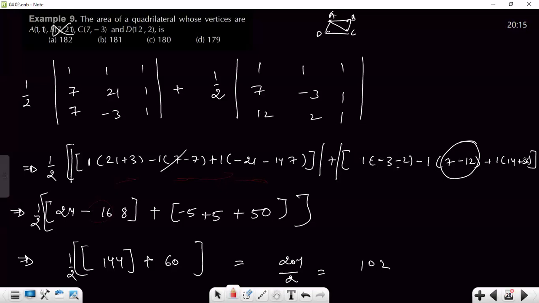So 1 into minus of 3 minus 2, that is minus 5. Correct. 7 minus 12 is actually minus 5. Minus 5 minus 1 makes it plus 5. Plus 14 plus 36 is 50 only. That's 50. I have written here 60. 50. That becomes 194. 194 by 2 becomes 97. 97 should be our answer, which is not matching with any of our options.